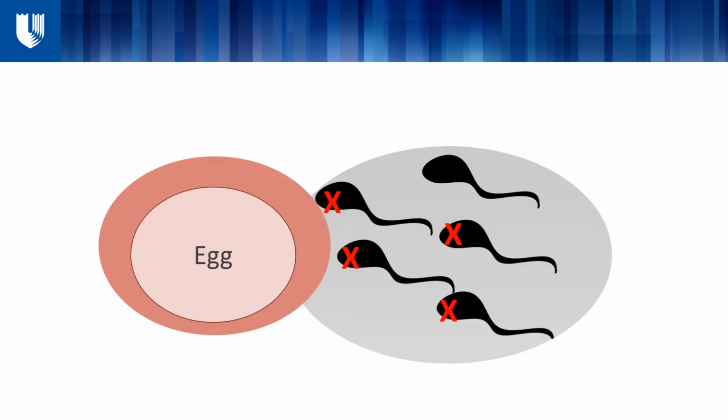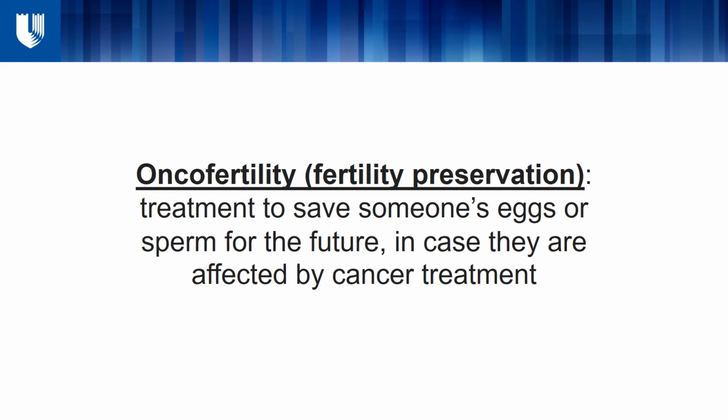The same could happen to a male patient. After some types of chemotherapy, radiation, or surgery, he may not be able to make many sperm, or the sperm may not be healthy. This could make it harder to father a pregnancy. Oncofertility is treatment to save some of a patient's eggs or sperm for the future in case their fertility is changed by their cancer treatment.